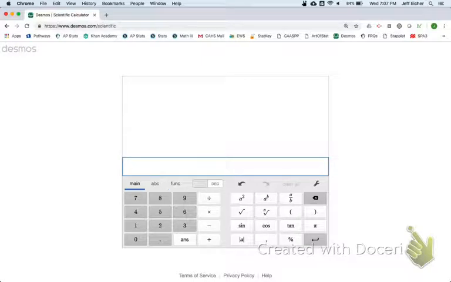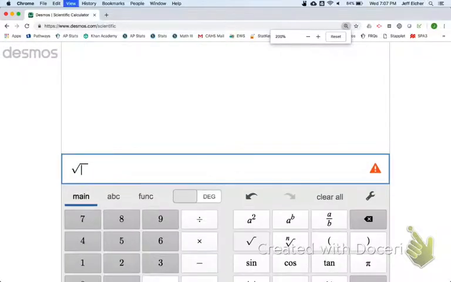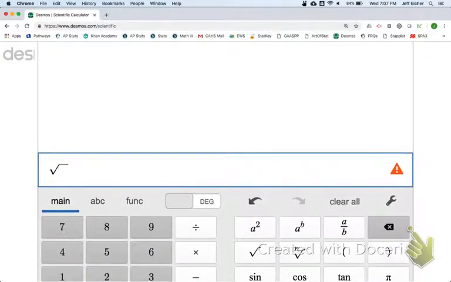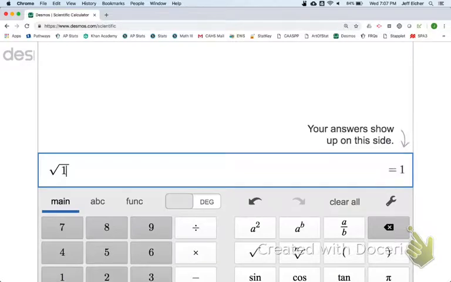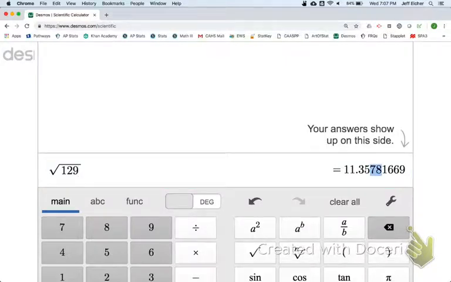But I will use desmos.com/scientific for the scientific calculator. The square root of 129, you can do that on your calculator, 129. Enter. Oh, there it is. Your answers show up on this side, arrow. 11.358. Be careful that you round correctly. It said round to the nearest thousandth, so that would be this place where the 7 is. But the 8 to the right of that will round the 7 up to an 8. So the answer you should put is 11.358.